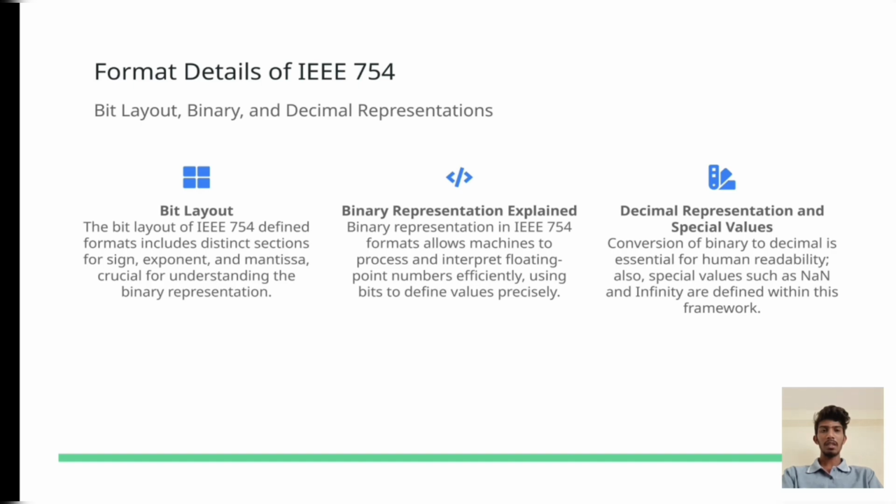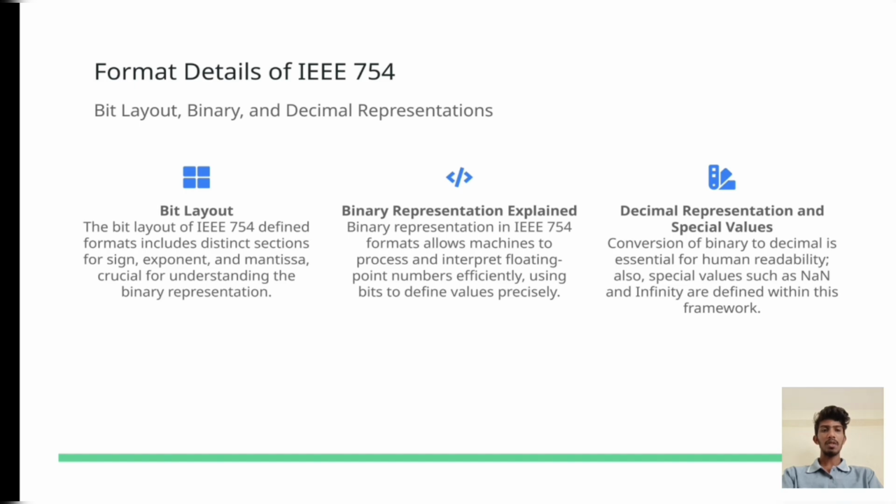Format details of IEEE 754. Bit layout, binary and decimal representation. Firstly, bit layout. The bit layout of IEEE 754 formats includes distinct sections for sign, exponent and mantissa, crucial for understanding the binary representation. Binary representation in IEEE 754 formats allows machines to process and interpret floating point numbers efficiently, using bits to define values precisely.